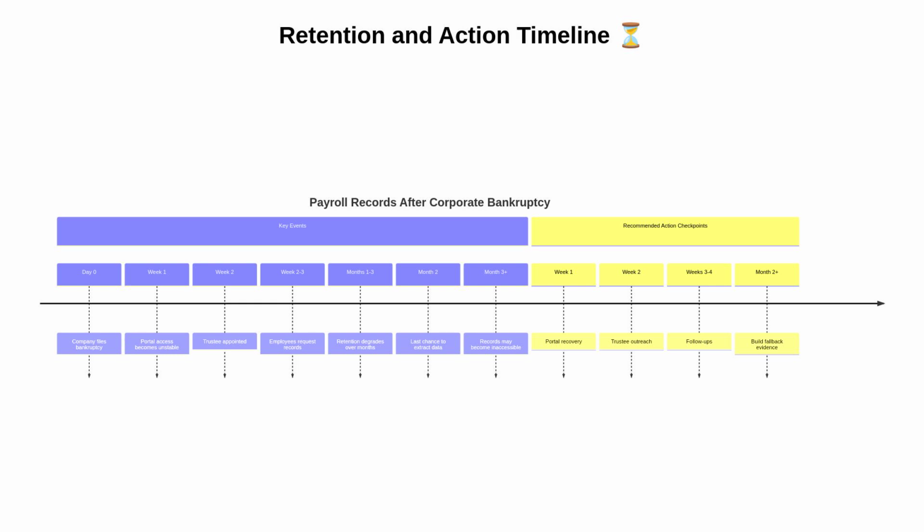Therefore, in week 1, prioritize portal recovery. In week 2, contact the trustee. In weeks 3 to 4, conduct follow-ups. From month 2 onward, assume that records may become harder to retrieve and focus on assembling fallback evidence.